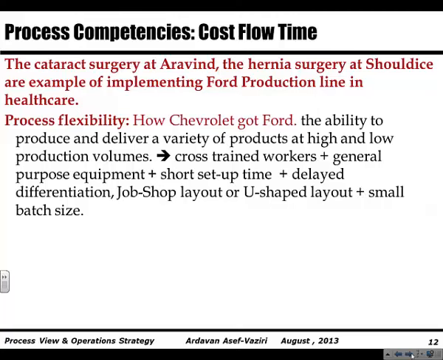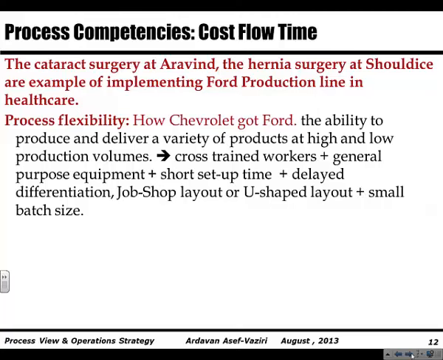Key components for flexibility are cross-trained workers, short setup time, which means more general purpose machines, and delayed differentiation. Delayed differentiation means you postpone the differences that you make in your product to the latest steps. An excellent example of delayed differentiation is when you go to buy paint in Home Depot. They offer you hundreds and hundreds of products, different colors, a spectrum of colors. But if they wanted to have all those colors on their shelves, the whole Home Depot should have been assigned to painting department. But they only have a few base colors, and then whatever you want, they make it for you. They have delayed differentiation to the last step.